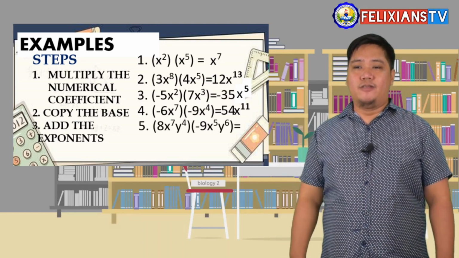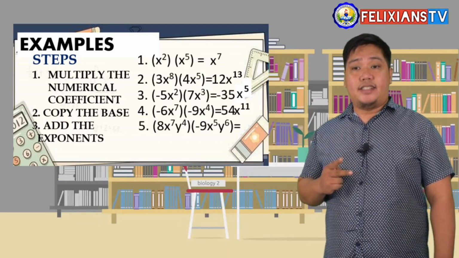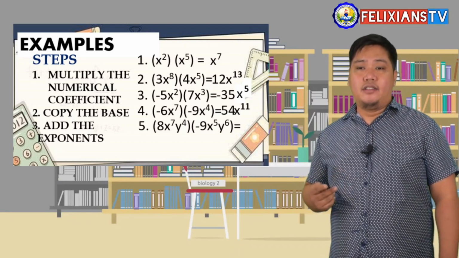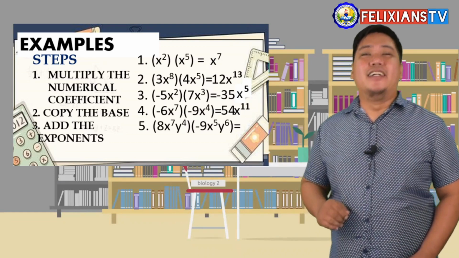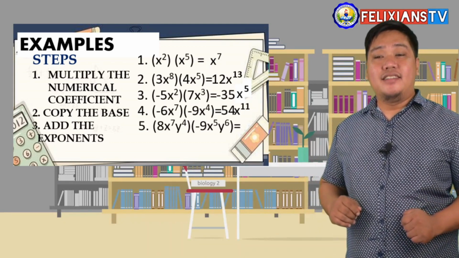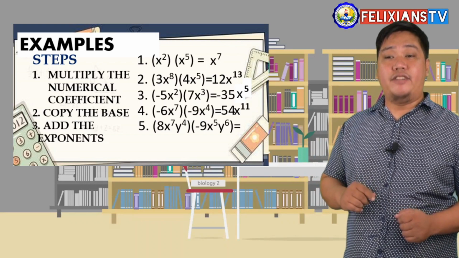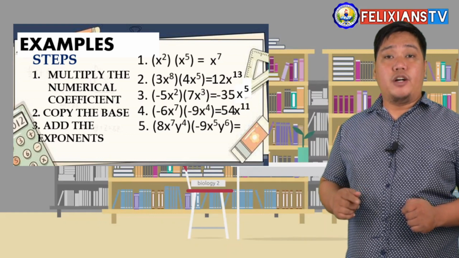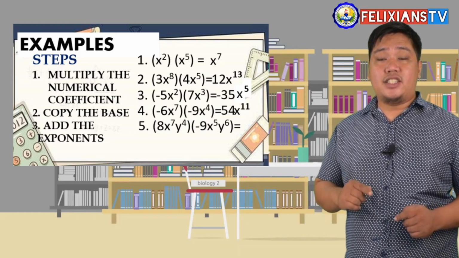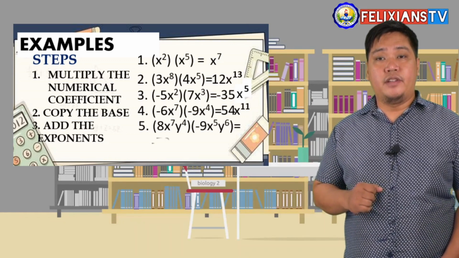Number 5. Oh, okay, you can see here that we have 2 bases or 2 variables, x and y. So let's try it out, shall we? Okay, now let's multiply 8 times negative 9. So 8 times negative 9, since they have different signs, you will have a product which is negative. So 8 times negative 9 will give you negative 72.